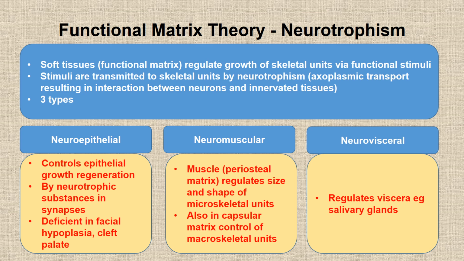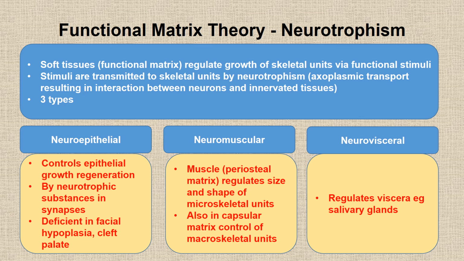There are three types of tropism. One is neuroepithelial, which controls epithelial growth and regeneration, and this is done by way of neurotropic substances found in the synapses. Now, when this tropism is deficient, we will see facial hyperplasia and cleft palate, among others.